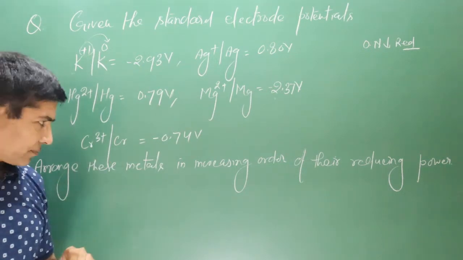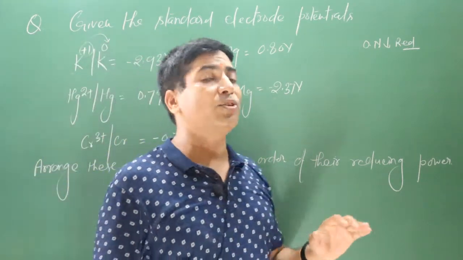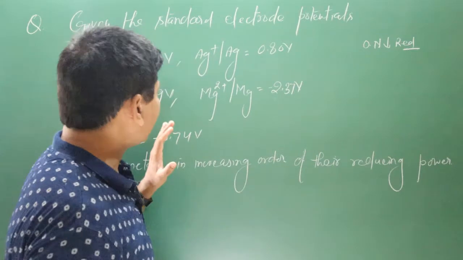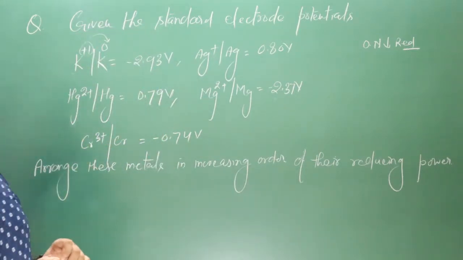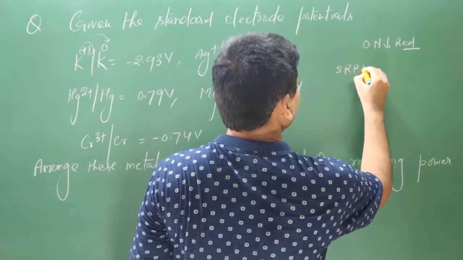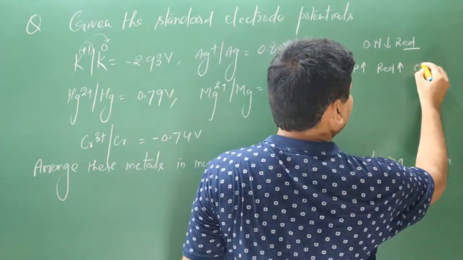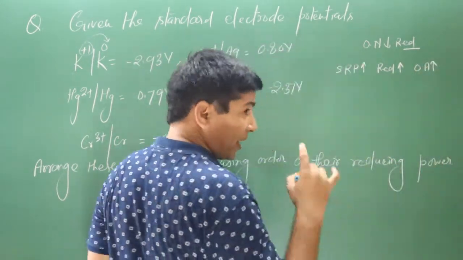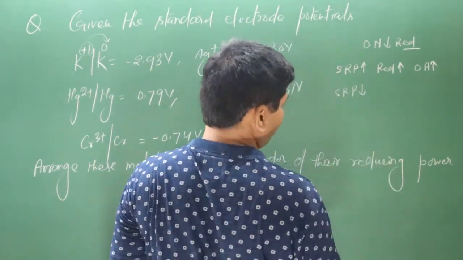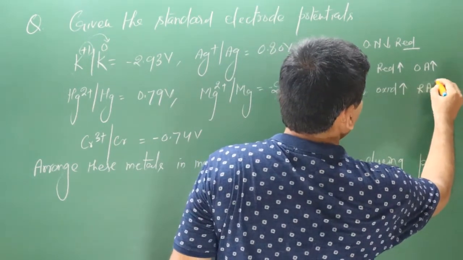Now pay attention to the question. The question says arrange these metals in the increasing order of their reducing powers. Since SRP values are given here, we have learned that elements having larger value of SRP will have greater tendency to show reduction reaction and act as oxidizing agent. Elements having lower value of SRP will have greater tendency to show oxidation reaction and act as reducing agent.